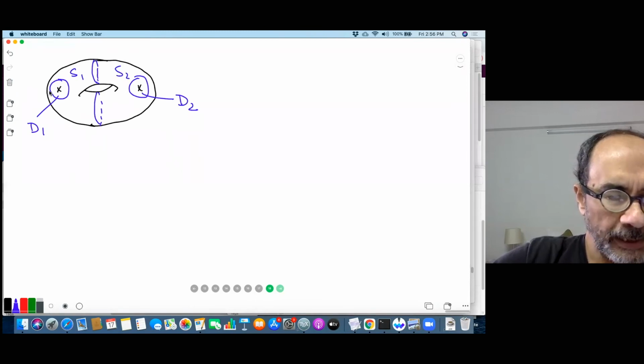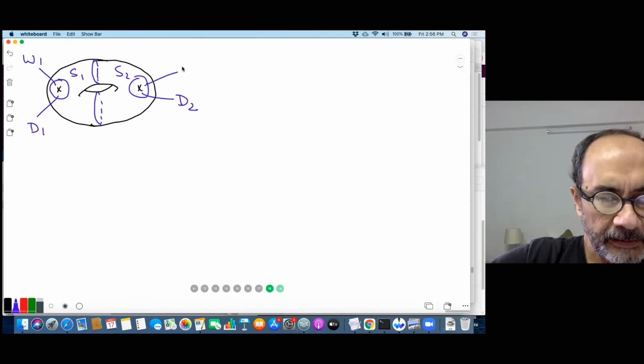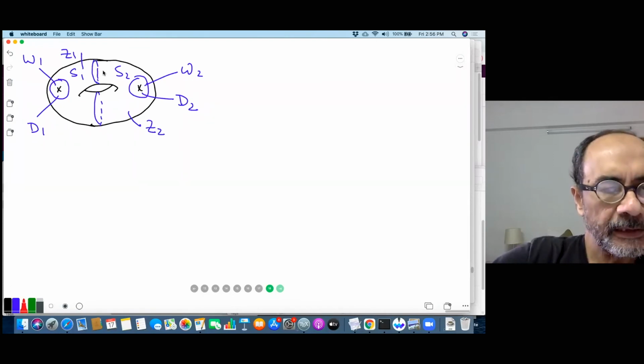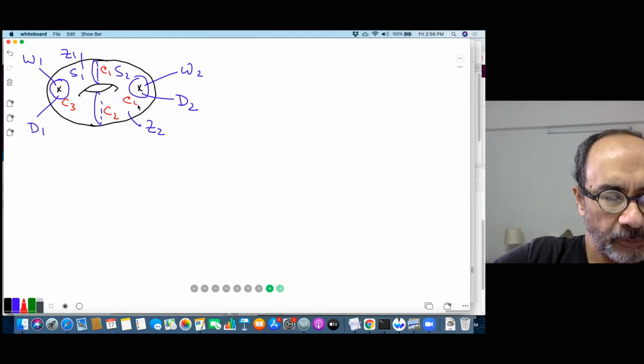So the coordinate system will be W1 here. Inside this will be W1. Inside this will be W2. Here it will be Z1, and here it will be Z2. And let me label the circles. So C1, C2, C3, C4.